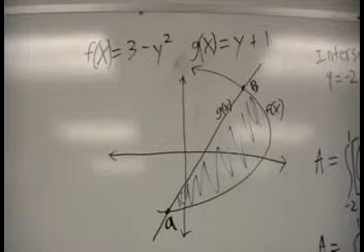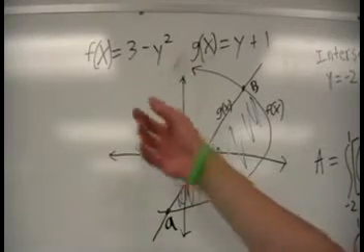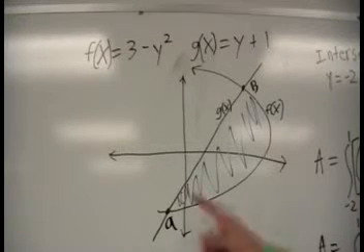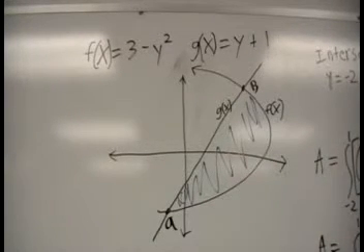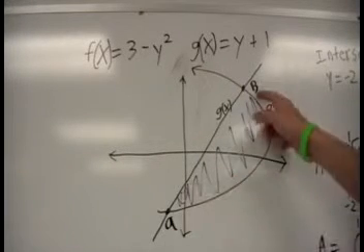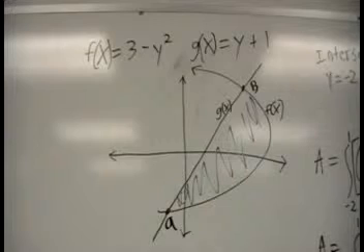We are now going to learn how to solve equations that are in the x equals form. Here are our two equations we have, 3 minus y squared and y plus 1. The shaded region in blue is what we are trying to find. To begin, we find the points of intersection between the two graphs. That's at A and B. We do this by equating the equations together. After we do this, we find that the intersection points are at negative 2 and 1.